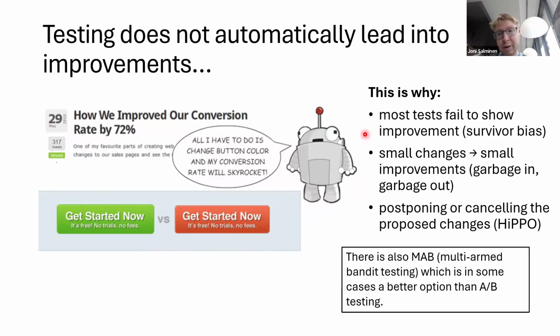And yeah, there are also other challenges like most tests actually fail, but you never hear of them because people only report the ones that worked. So there's a huge survivor bias, and also the small changes, small improvements, and then even if you would show some improvement, it might not be automatically easy to implement the new version.